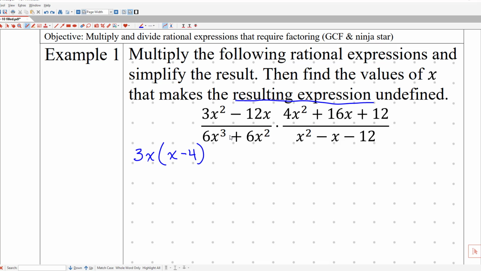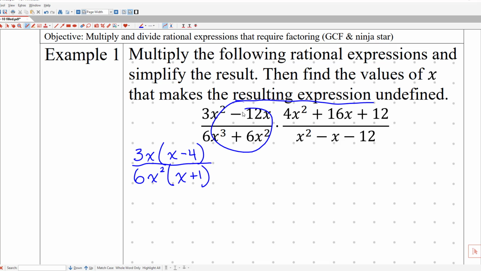Okay, the denominator. Greatest common factor, clearly 6 is going to be factored out. And what's the smaller power between these two? It looks like x squared. So I'm going to factor out a 6x squared. So 6x squared. And what's left over? I'm left with just an x and nothing, right? 6x squared divided by 6x squared is 1. So it's a positive 1, I'm copying down the sign here. So it's going to be x plus 1 for that denominator.